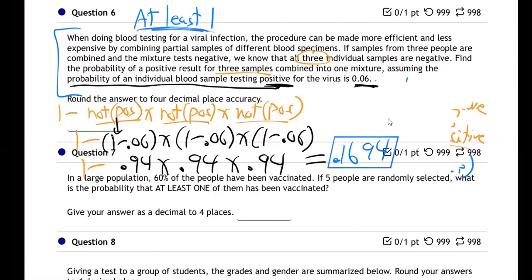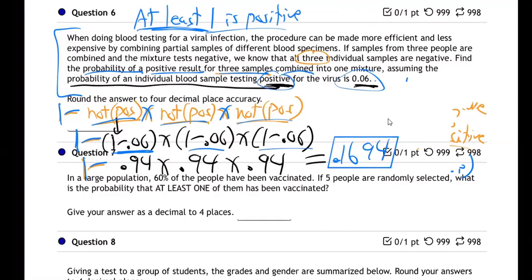And this is a tricky at least one question because they never say the words at least one. They just push forward the concept. 3 samples combined. What's the probability of a positive result? Well, that means at least one is positive, doesn't it? And so at least one is 1 minus not positive times not positive times not positive. And not positive is 1 minus positive, 1 minus 0.06, because they told me positive right here is 0.06. So it's 1 minus 0.94 times 0.94 times 0.94. There we go. Questions I can answer on that one?